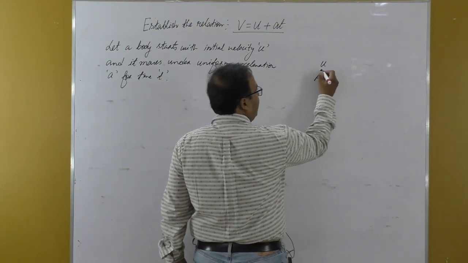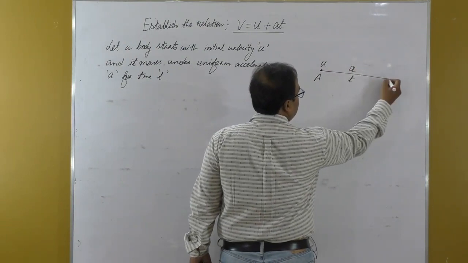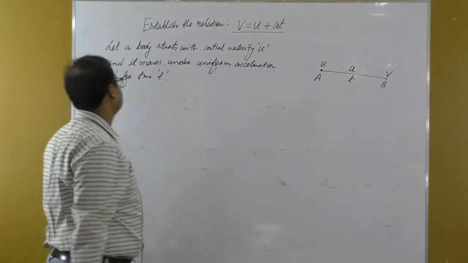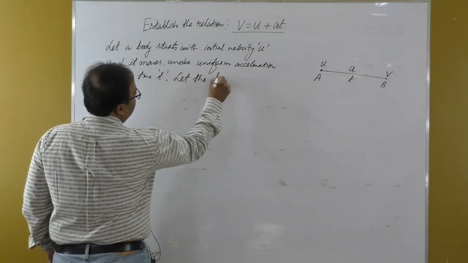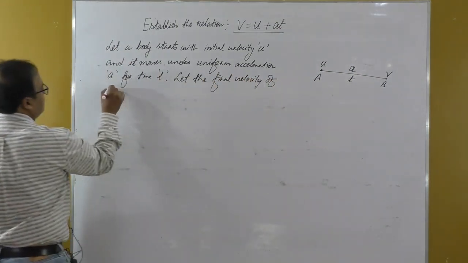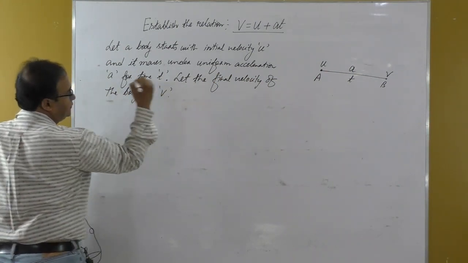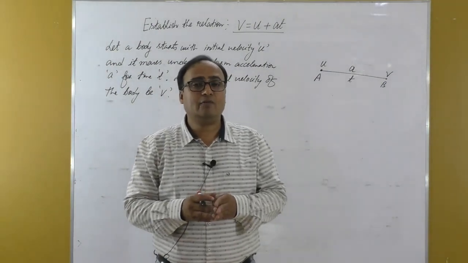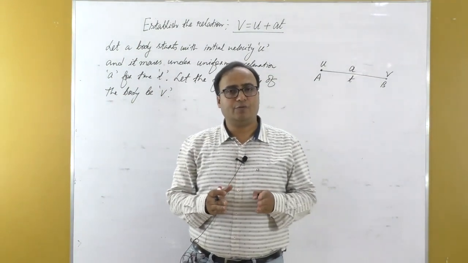So the body started from A with initial velocity u, the body moved for time t under uniform acceleration a, let the body reach position B and the velocity become v. So we can write here, let the final velocity of the body be v. So in this situation the initial velocity is u, the final velocity is v, time taken is t and the body moves under uniform acceleration a.